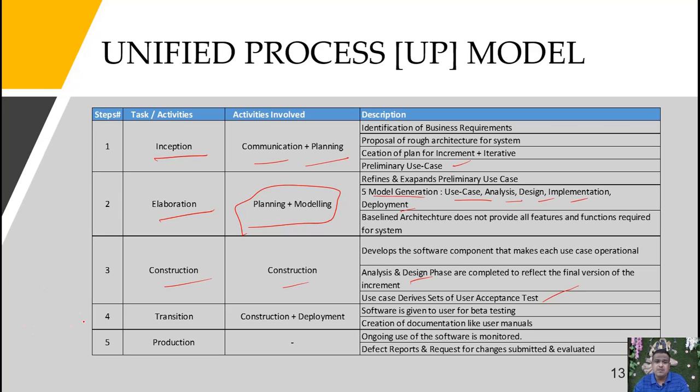Next is transition. The activities in transition are construction and deployment. Software is given to beta testing and documentation such as the user manual is created. And finally, production: in this release, there is ongoing use of the software, monitoring, and defect reports and requests for change are submitted and evaluated after that.